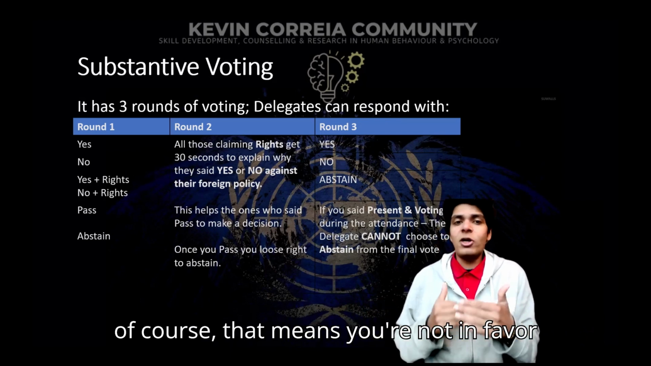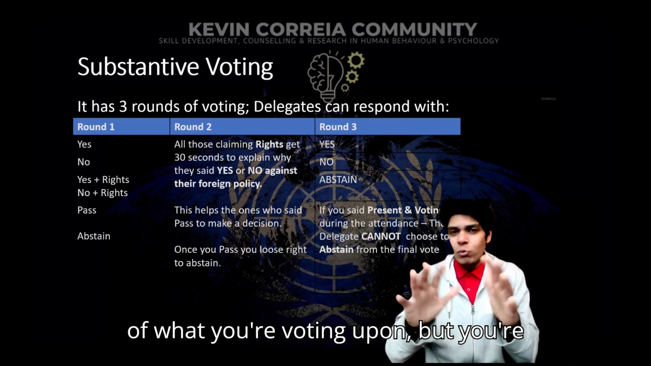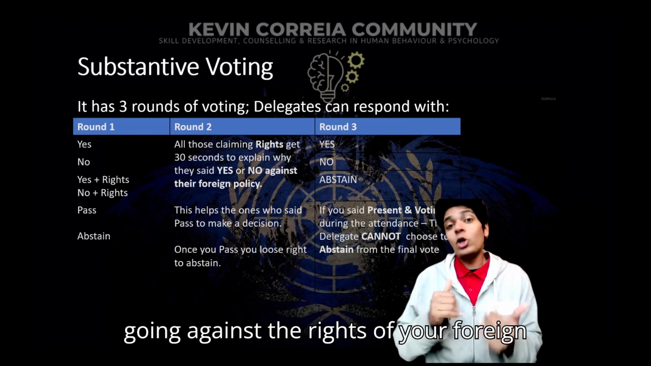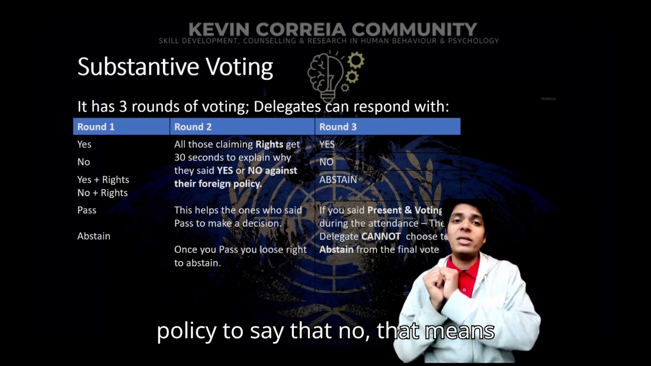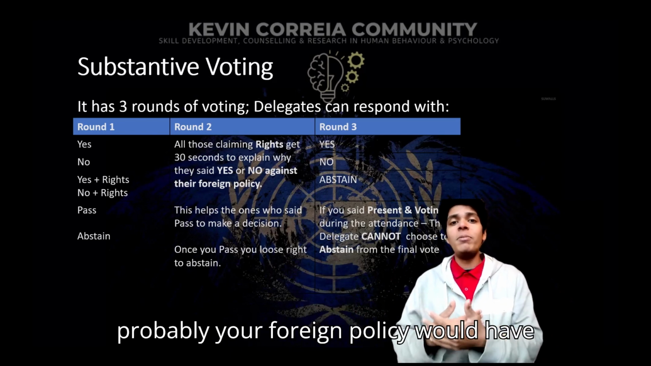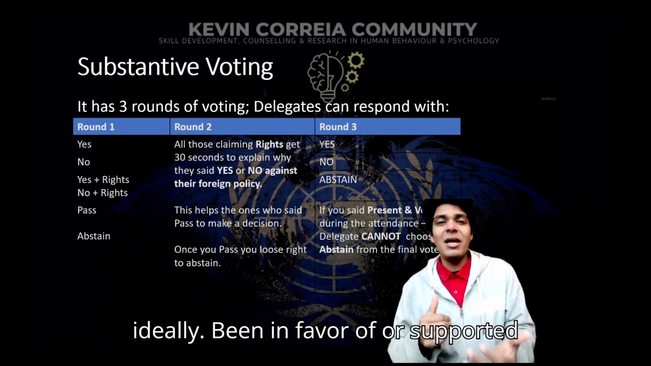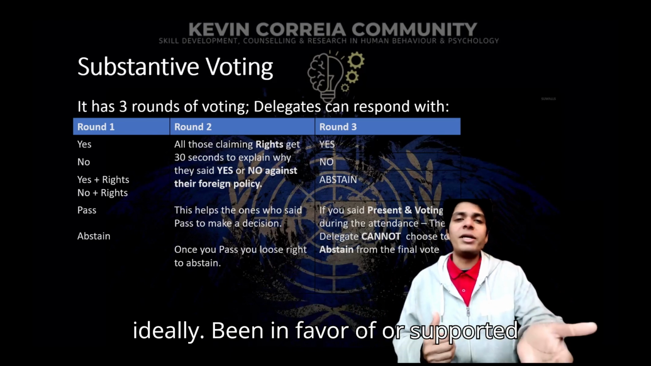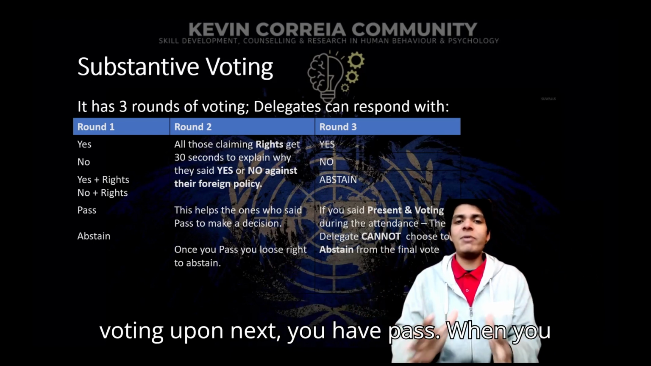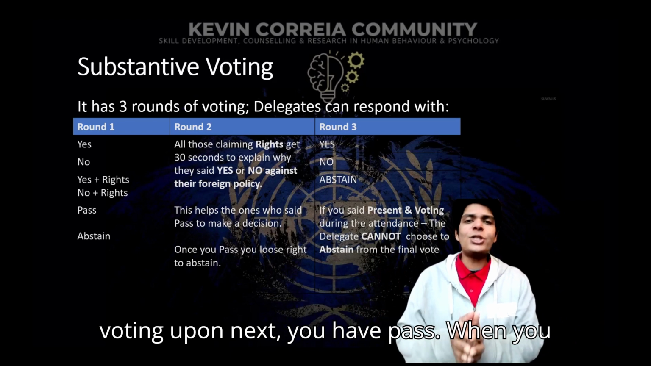No with rights, of course, means you're not in favor of what you're voting upon, but you're going against the rights of your foreign policy to say that no. That means probably your foreign policy would have ideally been in favor of or supported that particular activity you're voting upon. Next, you have pass.